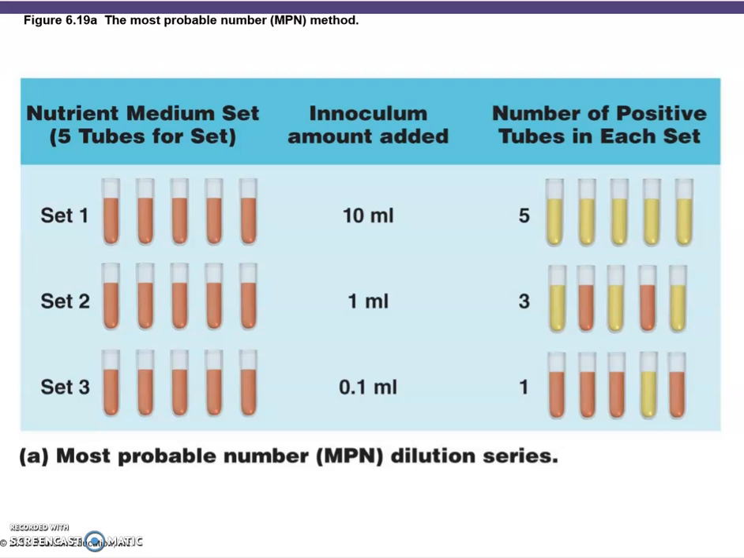And so here you have your dilutions. And then here are your 5 test tubes. You can see with set 1, every single one of these test tubes shows growth. In the second set, 3 out of 5 test tubes show growth, and in set 3, 1 out of the 5 test tubes shows growth.